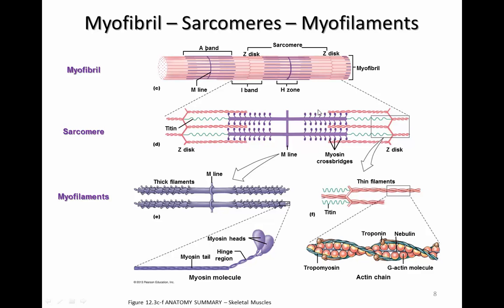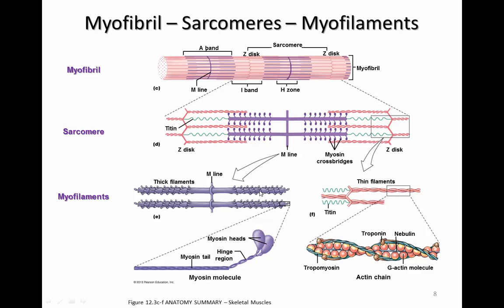In the center we find the thick filaments, and they are joined together at the M line. These thick filaments are tethered to the Z lines by a filamentous protein called titin. Titin runs as a single polypeptide from the Z line all the way to the center of the sarcomere from each side, and it is the largest protein in the human body.